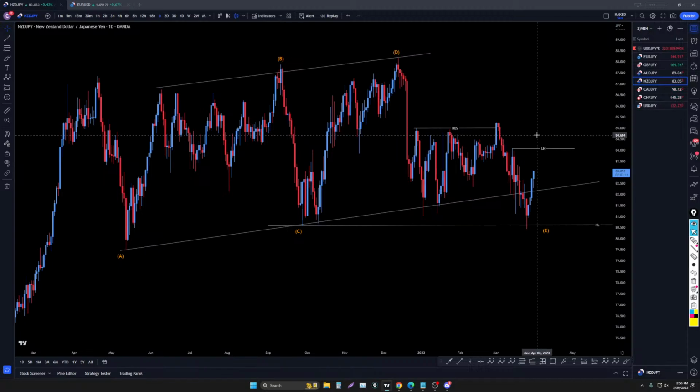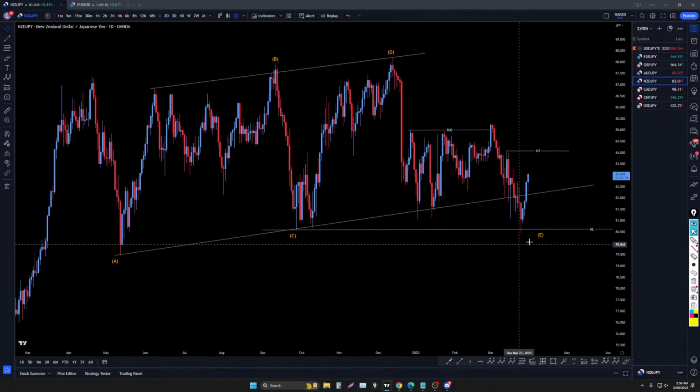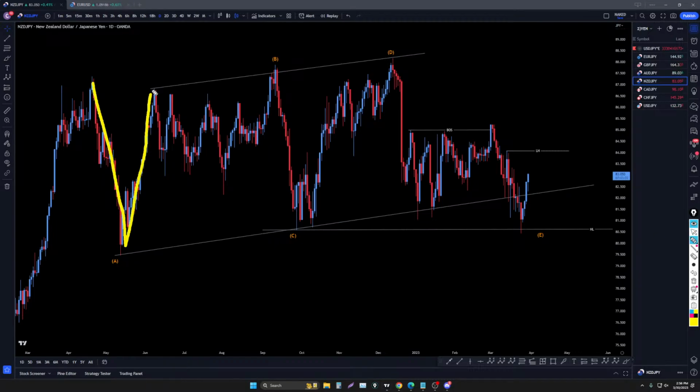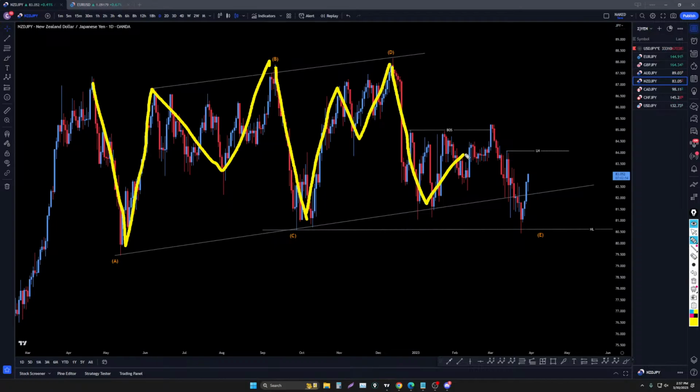The Kiwi yen, I think, has just finished a wave E. Definitely a little tricky, but it looks like a trend followed by three waves, a B, followed by a trend, followed by three waves, a D, followed by a long drawn out trend. I think it's a wave E. I think the wave E is over.